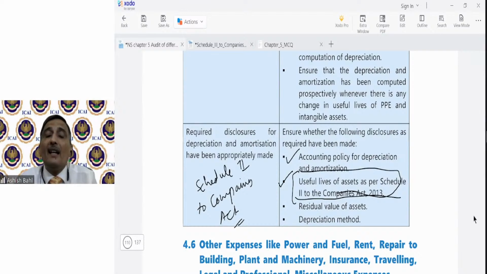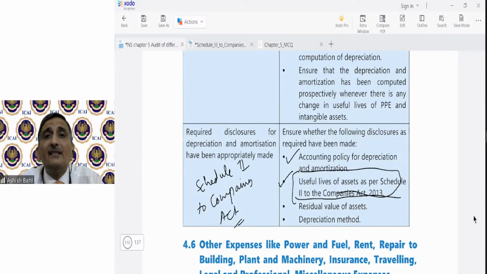Useful lives have been described in Schedule 2 of the Companies Act. There are guidelines in Schedule 2 and it contains how useful lives are to be determined. Say in case of factory buildings, it is probably I think 30 years. In case of other buildings, it is 60 years. In case of general machinery items, probably it is 15 years. And specific machinery items are also given.